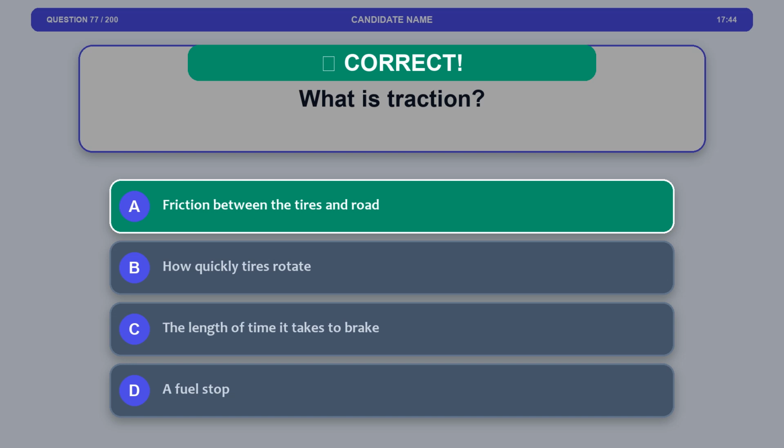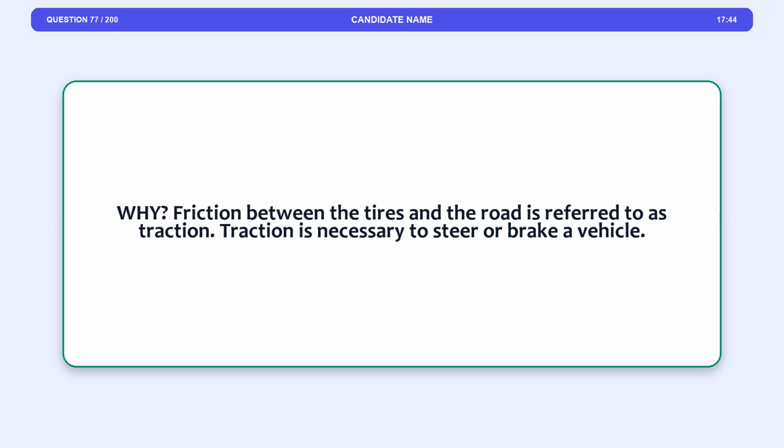The correct answer is option A, friction between the tires and road. Explanation: friction between the tires and the road is referred to as traction. Traction is necessary to steer or brake a vehicle.